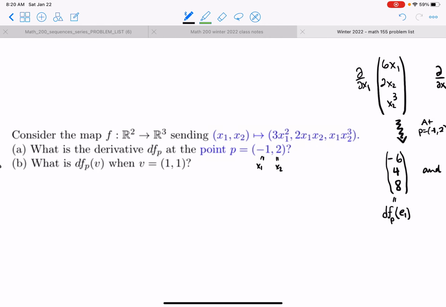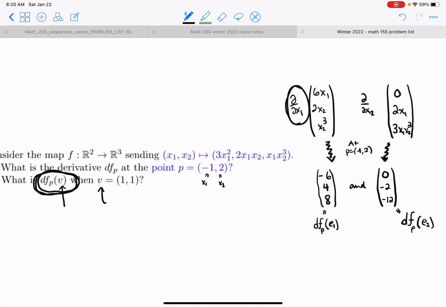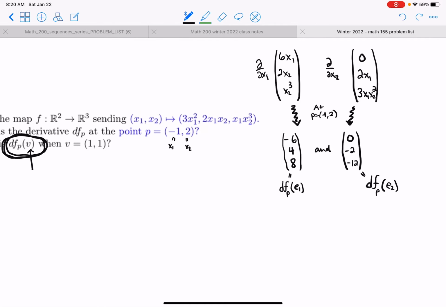But now, what is dfp of v when v is some other vector, some other movement vector that's not just a movement in x1 alone, and not only a movement in x2 alone, but it moves in both at once? Well, what do we do with vectors? We do linear combinations. So what we're going to do is just take one of this.